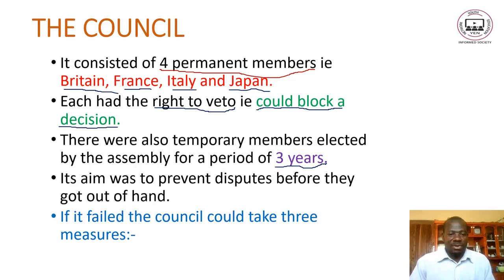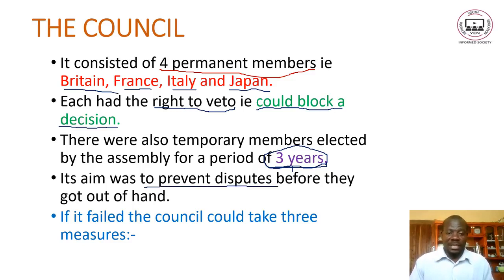There were also other members who were temporarily voted there, so they could join the council only for 3 years. They were there for 3 years. So the aim of the council was to prevent disputes before they got out of hand.